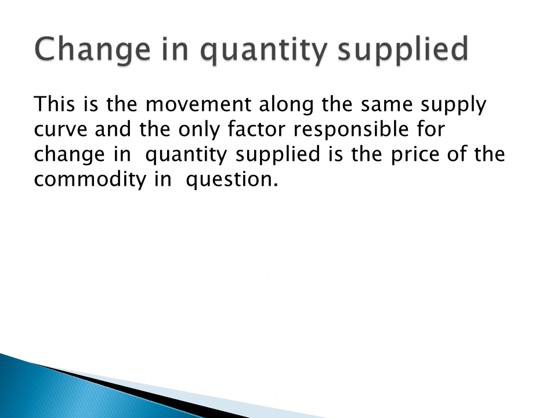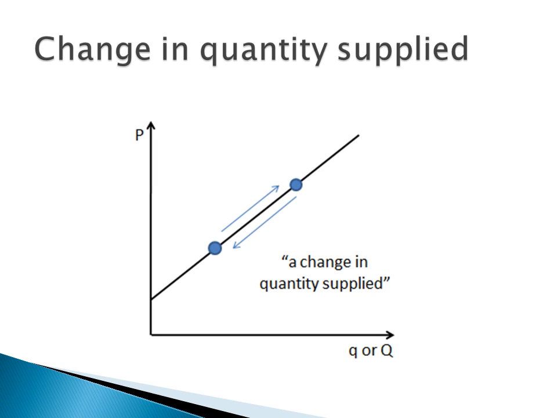Change in quantity supplied is the movement along the same supply curve. And the only factor responsible for this movement is the price of the commodity in question.